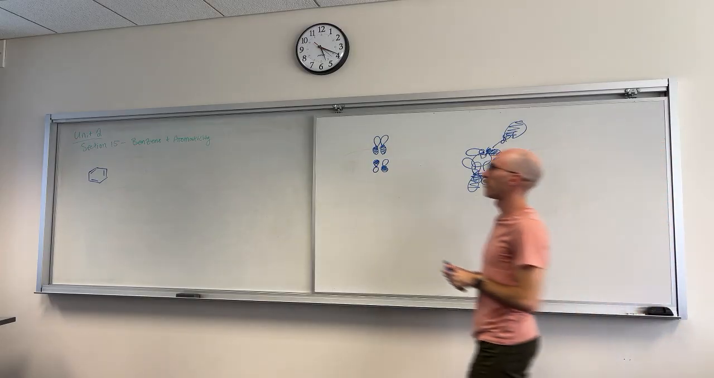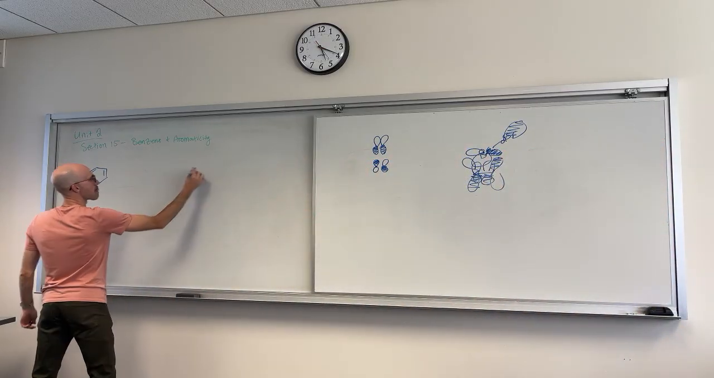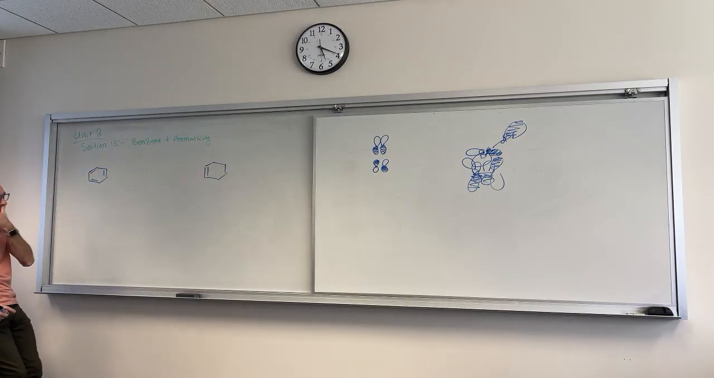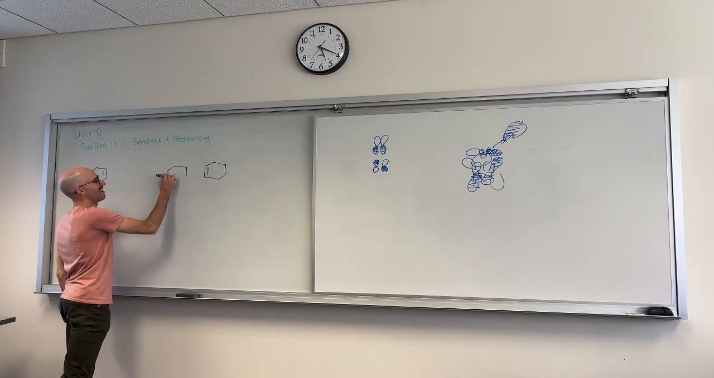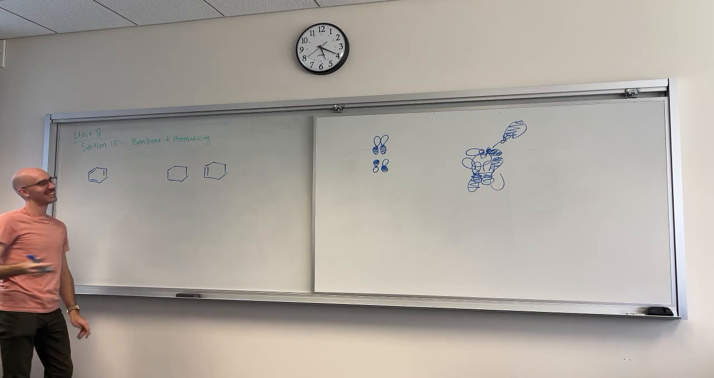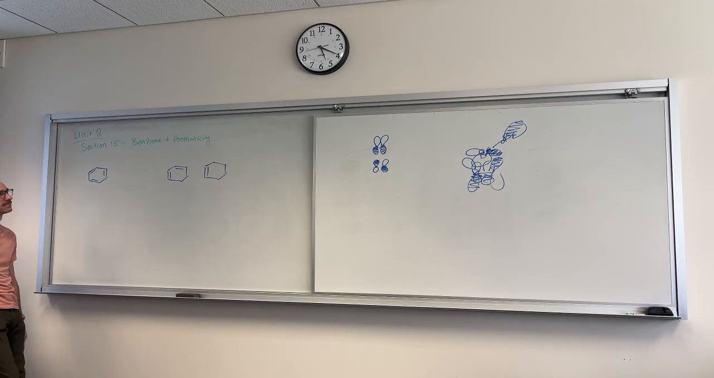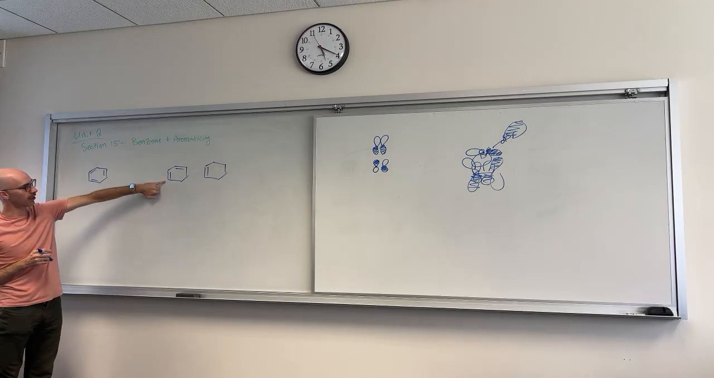Can you name this compound for me? Cyclohexene. Do you agree? Z. There is no E. It's too energetically strained. Can you name this compound for me? 1,3-cyclohexadiene. Good. 1,3-cyclohexadiene. 1, 2, 3. Alkene starts on 1. Alkene starts on 3.